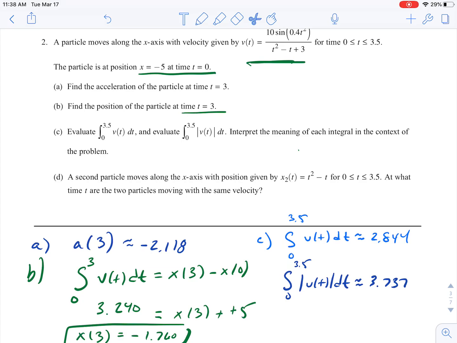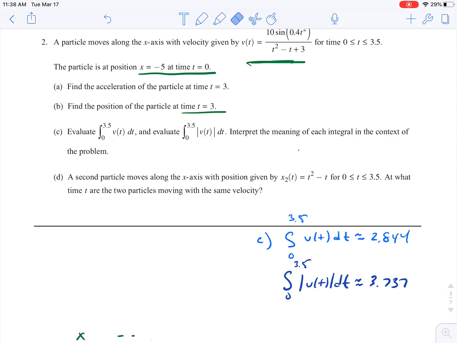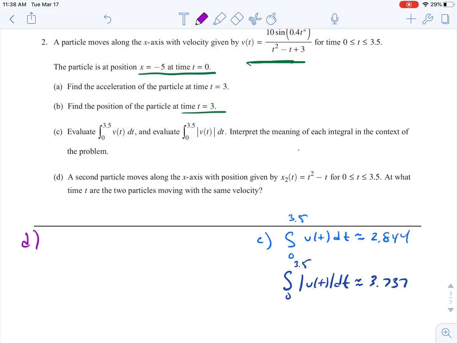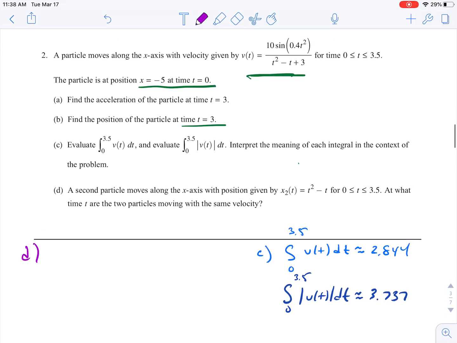Okay, and finally, part D. Let me make a little room here. Okay, for part D, a second particle moves along the x-axis. Position given by x2 of t equals t squared minus t on the same time interval. At what time t are the two particles moving with the same velocity? All right, so we have the given velocity up top here. We'll call that velocity of particle 1. And we want to know, when is that going to equal the velocity of particle 2?